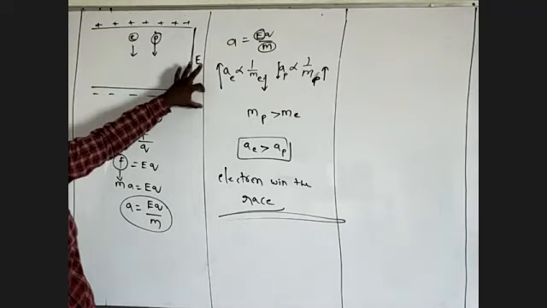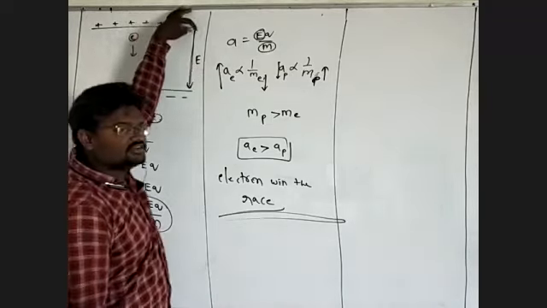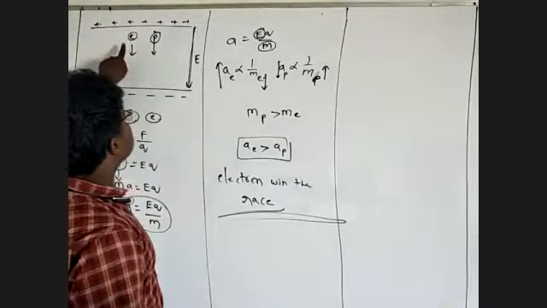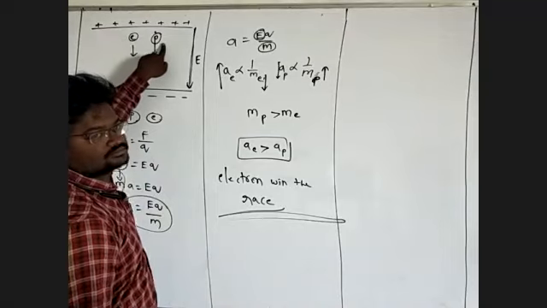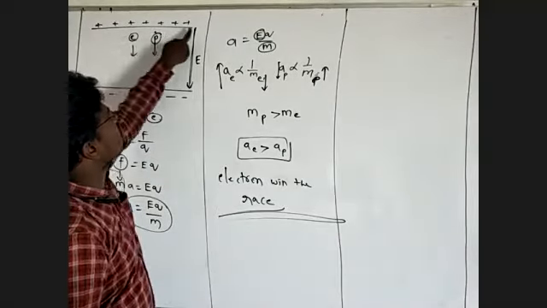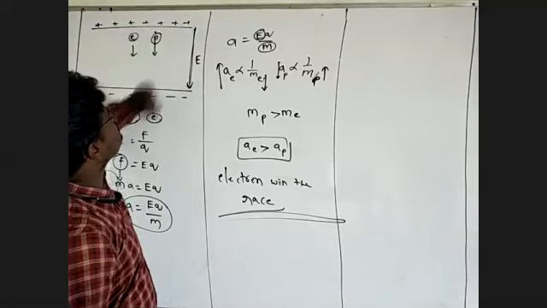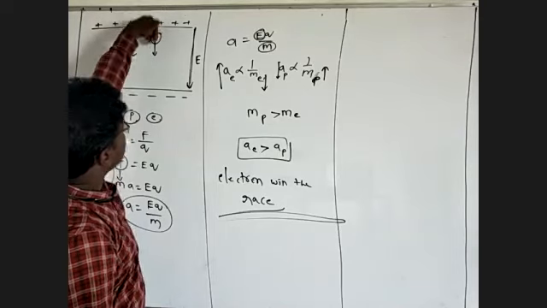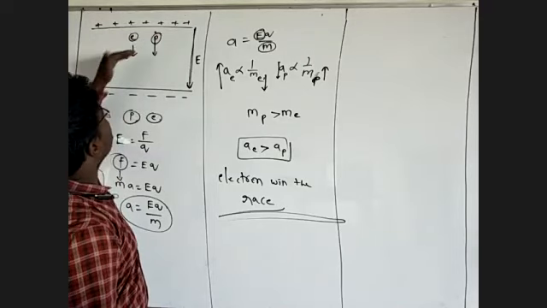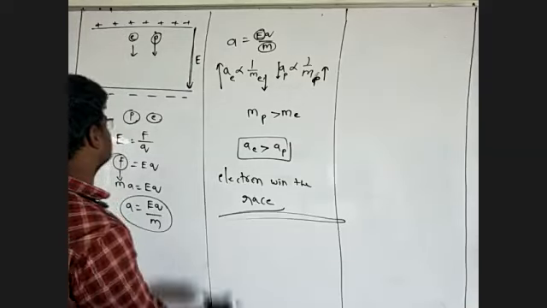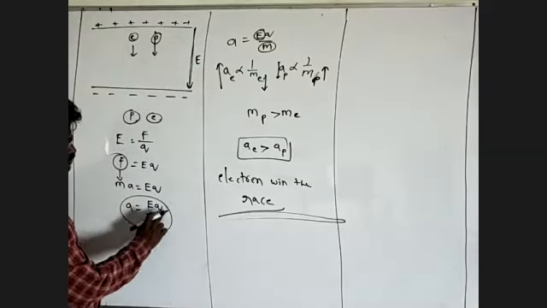You see, this is the positive plate and this is the negative plate. The direction of the electric field is from positive to negative. This is an electron and this is a proton. The positive plate repels the positive charge in the downward direction. The positive plate attracts the negative charge in the upward direction.